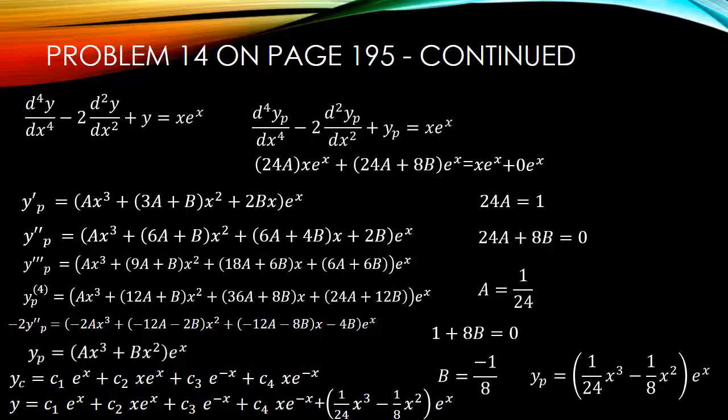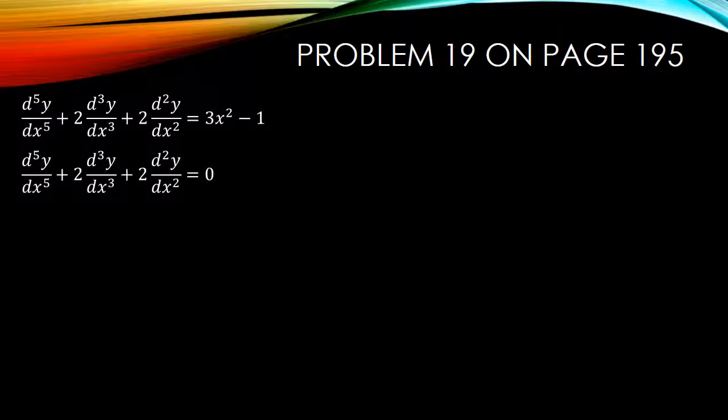Alright, let's do one more example here. So let's look at problem 19. It's a fifth order differential equation. So I got to solve the homogeneous one. When I do that, I get this characteristic equation. You can see that I can factor out an r squared. And so I'll have 2 roots where r equals 0. And then I have this cubic equation I have to solve.